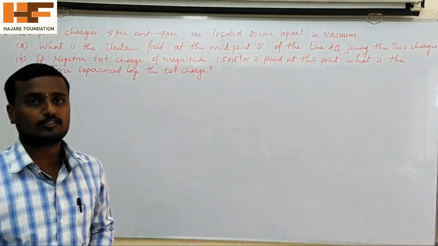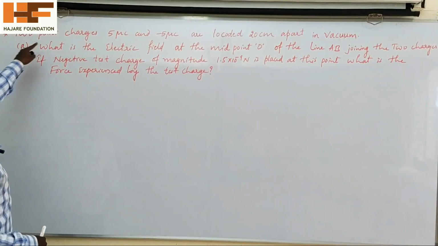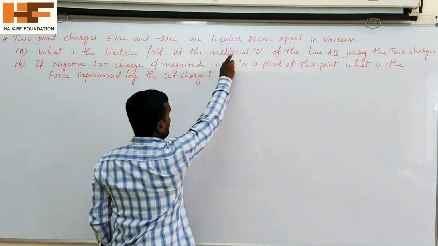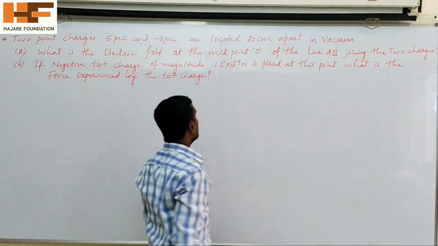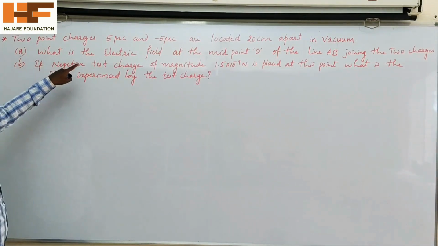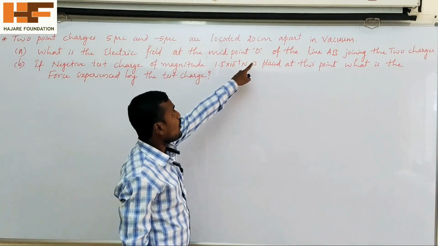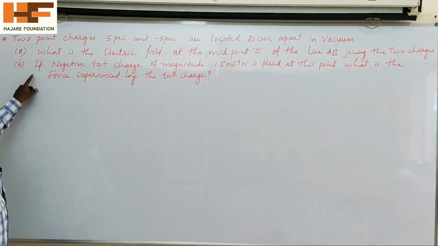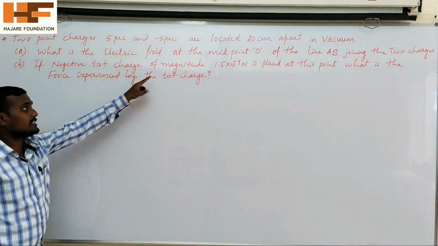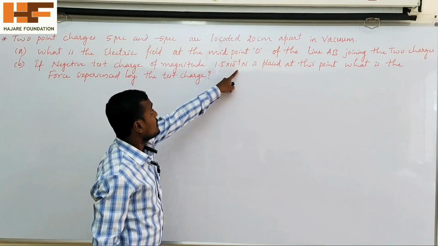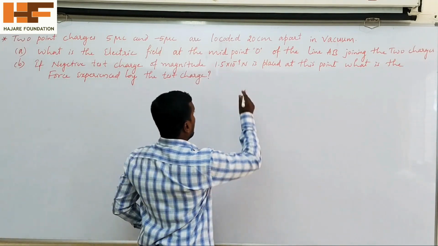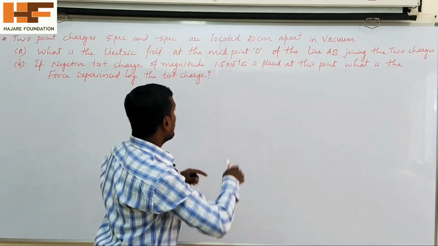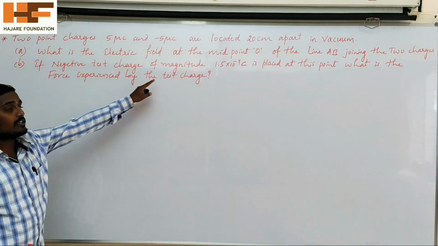Okay, dear students, the next problem is: two point charges, 5 microcoulomb and minus 5 microcoulomb, are located 20 cm apart in a vacuum. Then, what is the electric field at the midpoint O of the line joining AB? And the next one: if a negative test charge of magnitude 1.5 into 10 to the power of minus 9 coulomb is placed at the point, then what is the force experienced by the test charge?